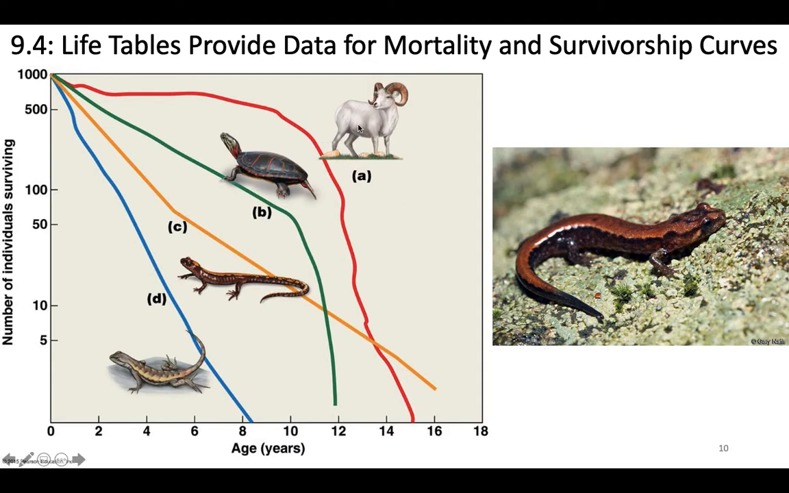One example that does, this is a Dall sheep. It has a typical type 1 survivorship curve that humans also tend to match, where there's high survivorship throughout most of life, and then as they get into senescence in their older ages, you start to see a big drop in survivorship. The striped plateau lizard, which is right here, this is a typical type 2 survivorship curve. It's a pretty constant rate of survivorship across their lives.